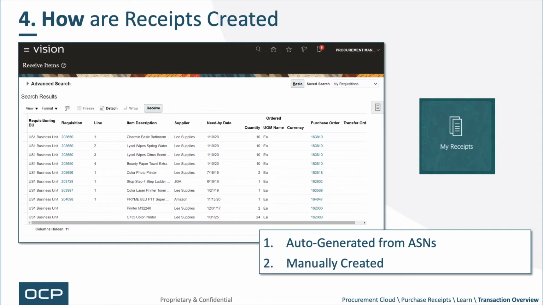So how are they created? These are pretty simple. They're usually manually created, whether it's a service receipt or a goods receipt, in multiple locations. We'll talk about who or where in a minute. But they could also be auto-generated from ASNs, or what we call advanced shipping notices.